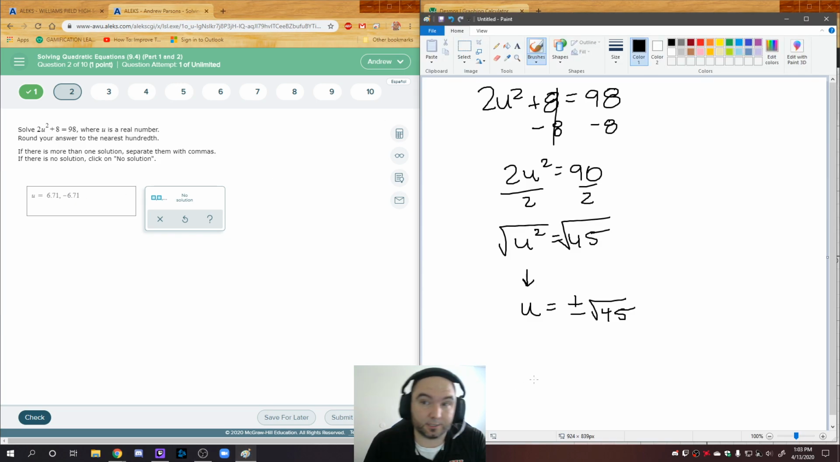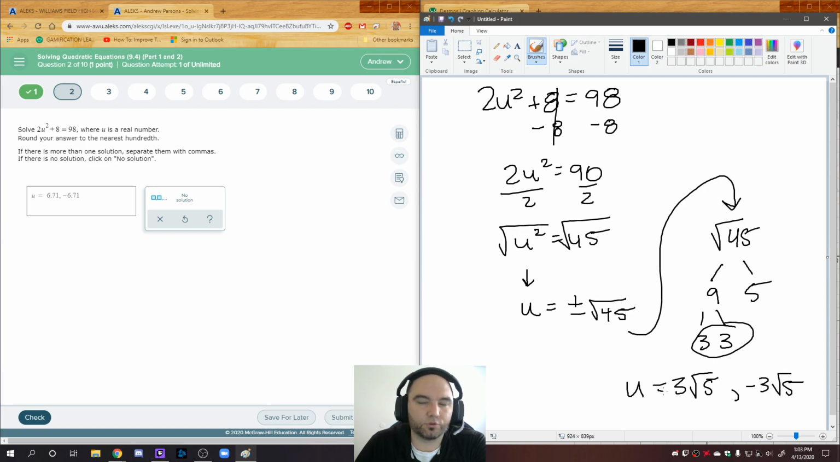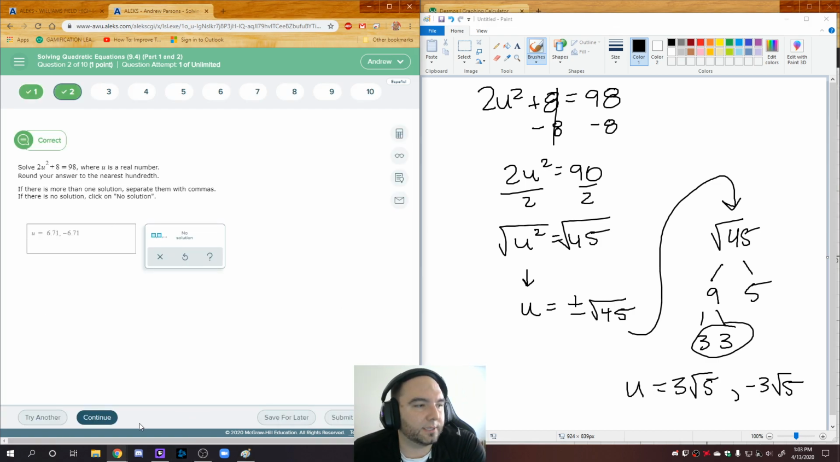Done. That's the answer. Now, if you want to be an extra accurate math person, you could do this and do the little factor tree. 45 is 9 times 5, and 9 is 3 and 3. There's a pair of 3's, so the true answer is 3 root 5, as well as negative 3 root 5. Those are the true values of u. But they want the decimal, and they round it to the nearest hundredth, so we do what they say.